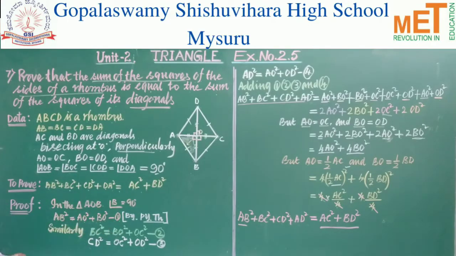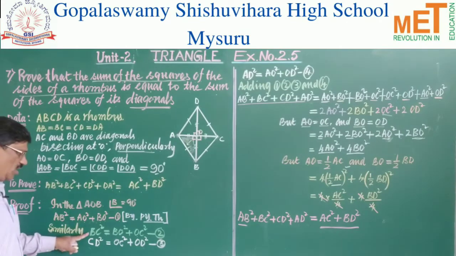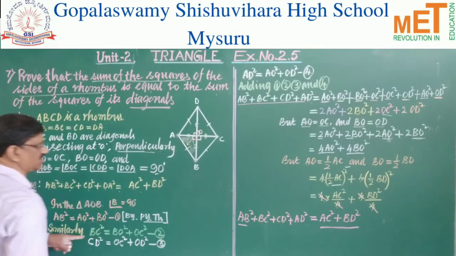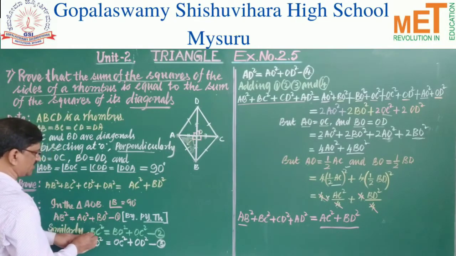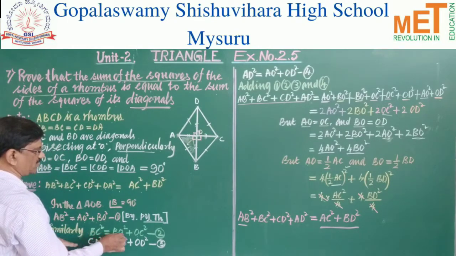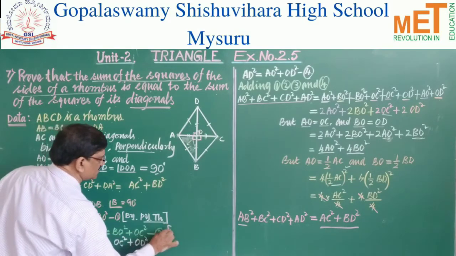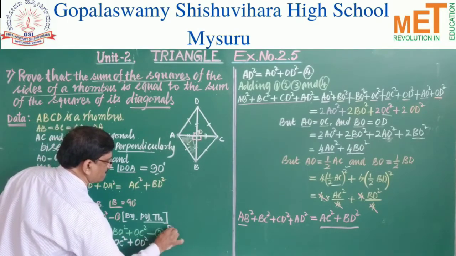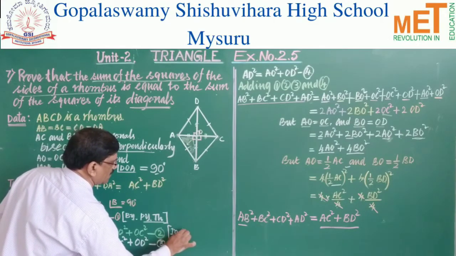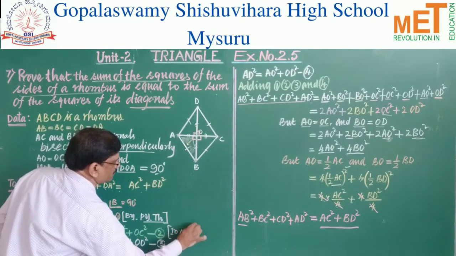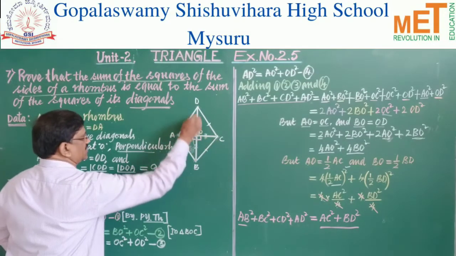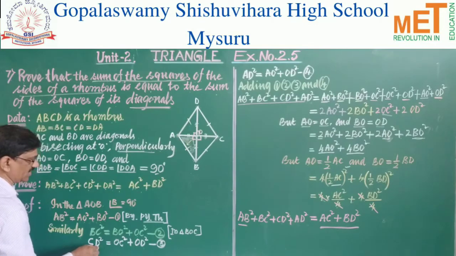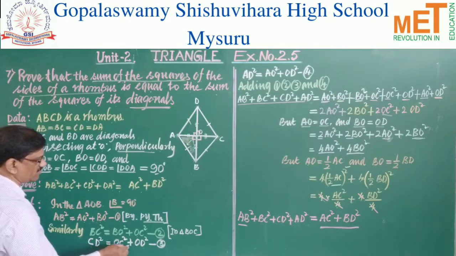Let it be equation 1. Okay. Next, children, similarly, in the other triangles, that is triangle BOC also, BC square is equal to BO square plus OC square. This is in triangle BOC. Clear? Similarly, in triangle COD, you see here, CD square is equal to OC square plus OD square.